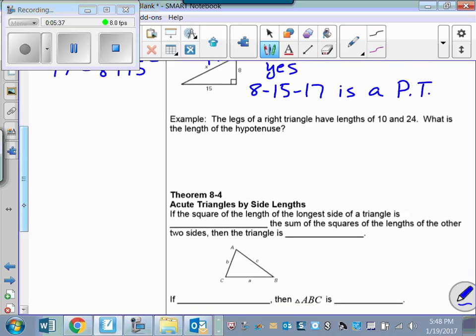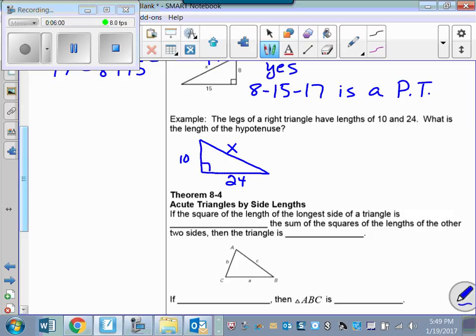All right, what do we have next? The legs of a right triangle have lengths of 10 and 24. So let's just draw that picture. That'll be 10. We'll make this one 24. This is our right angle, and so here's our hypotenuse. What is the length? That's what we're trying to find. We'll call that x.